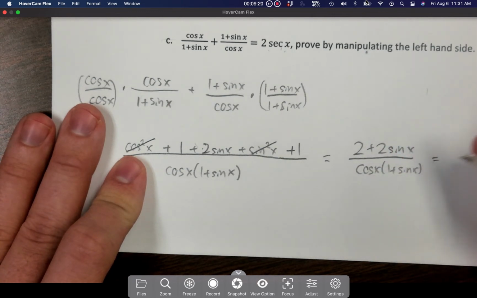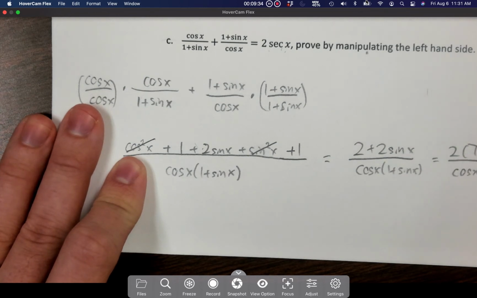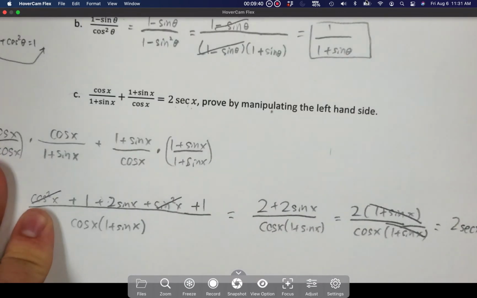I'm going to go ahead and factor that 2 out because that is the magic of this problem. Now I've got essentially my answer already. My 1 plus sines are going to cancel, and I now have 2 over cosine, which, hey, did you know that that's 2 secant? Yes, it is.